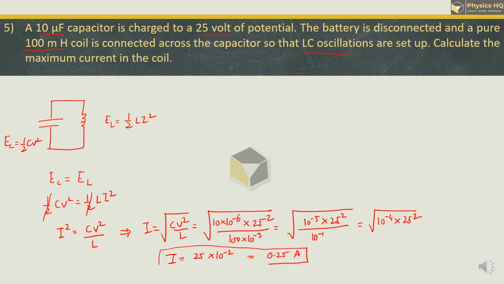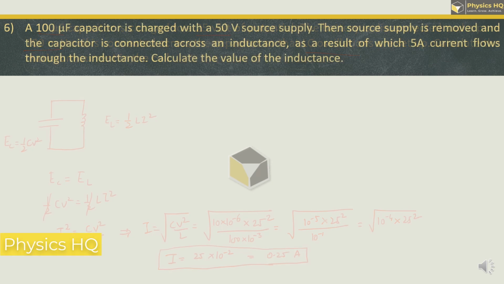Hope you all understood this. Let us check out the next MCQ. A 100 microfarad capacitor is charged with a 50 volt source supply. Then the source supply is removed and the capacitor is connected across an inductance, as a result of which 5 ampere current flows through the inductance. Calculate the value of the inductance.